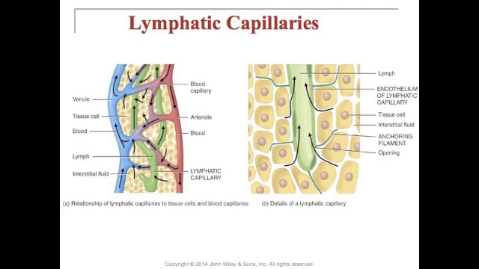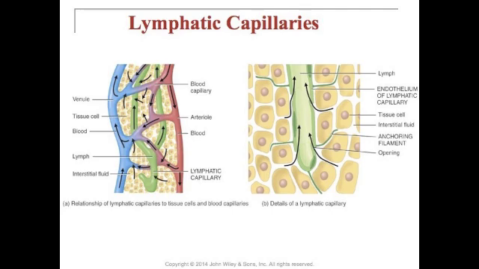And we can see that lymphatic capillaries are found throughout the body except in avascular tissues, the central nervous system, portions of the spleen, and bone marrow. And here at letter A, we see the relationship of lymphatic capillaries to tissue cells and blood capillaries. And at letter B, we see the details of a lymphatic capillary.